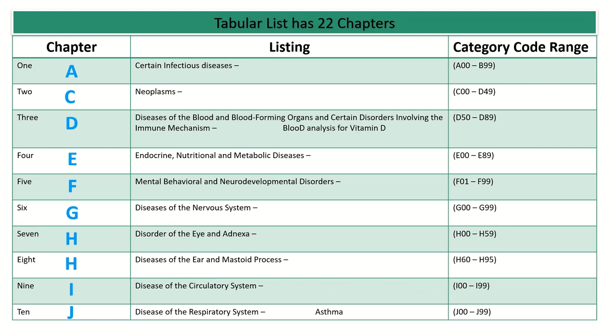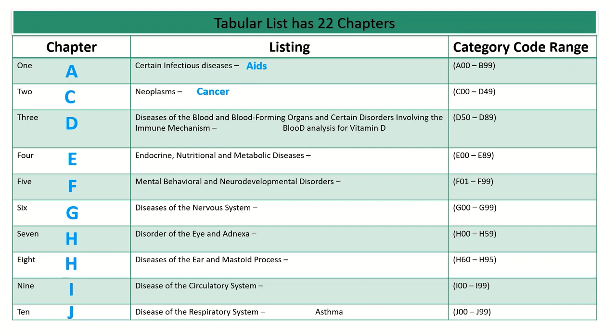All right, chapter 1, certain infectious diseases. When we think of certain infectious diseases, we think of the letter A. A is for AIDS, and you can find them in category code range A00 through B99. Chapter 2, this is the chapter for cancer. Yes, code series C00 through D49.